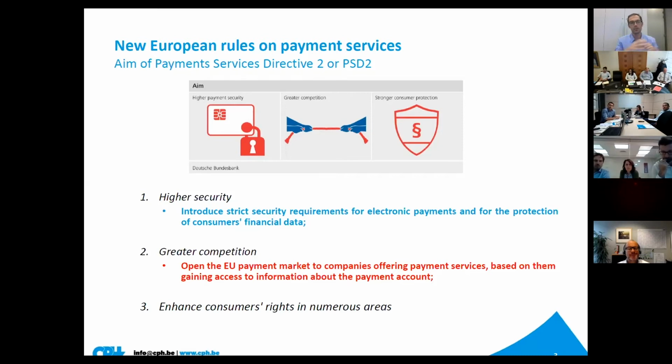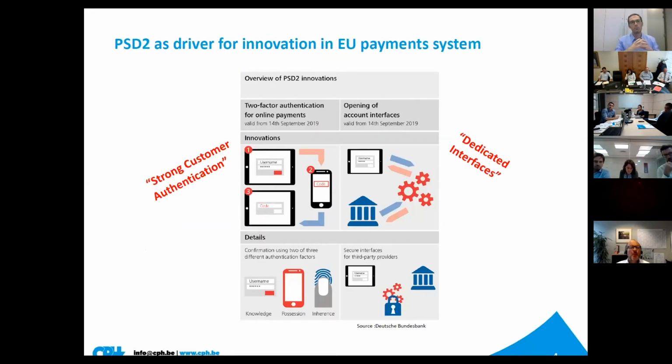And then the third aim is to enhance consumer rights in numerous areas. As you know, in Europe, protection of personal data is really a hot topic, and PSD2 also aims to strengthen the protection of consumer rights and their data. We have also observed that PSD2 is a driver for innovation in the European payment system.